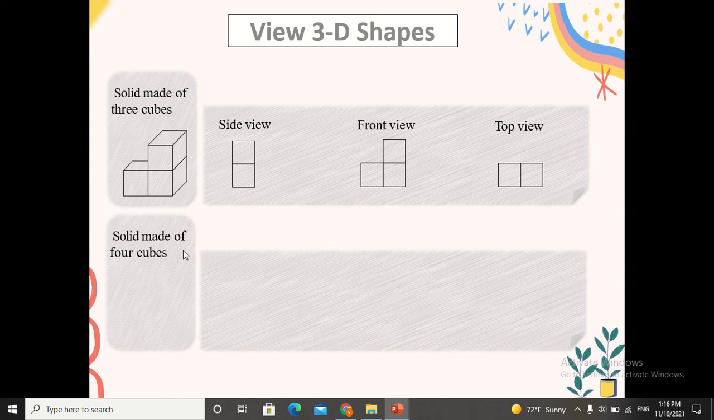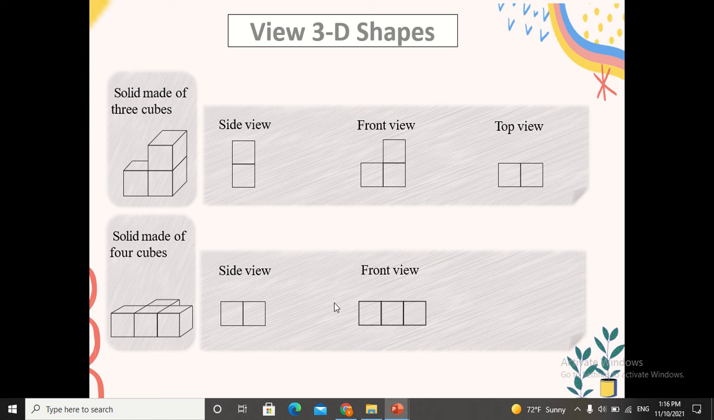Try with a solid made of four cubes. Side view of four cubes: yes, correct, two squares. One, two. Front view, three squares. One, two, and three. The last, top view, four squares. One, two, three, and four.